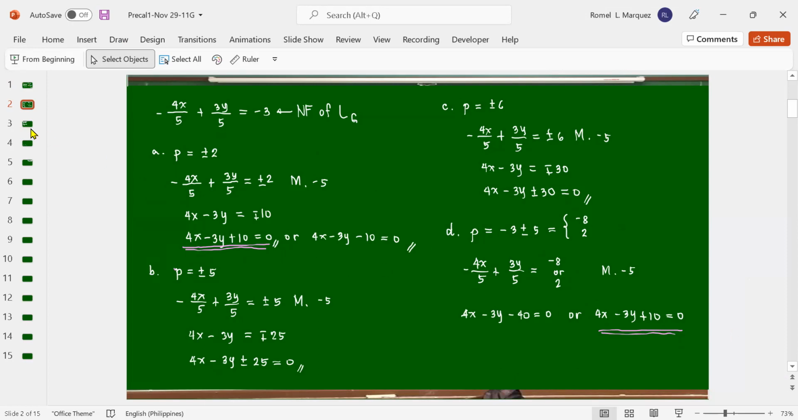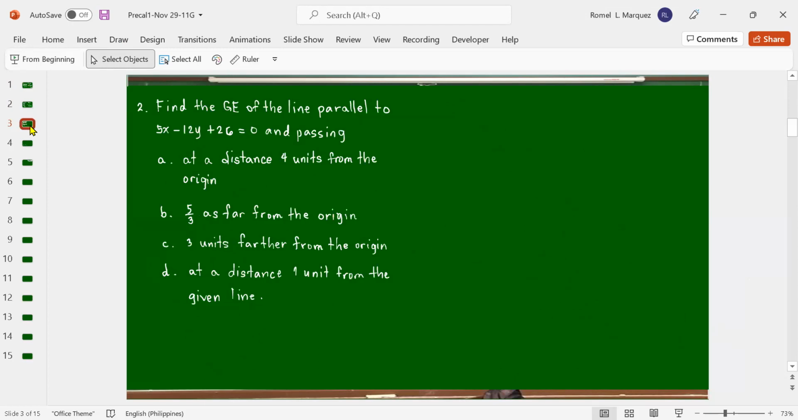Any question with this? What about number 3? Find the general equation of the line parallel to 5x minus 12y plus 26 equal to 0 and passing through letter A at a distance 4 units from the origin. So similar to number 1A. Letter B is 3 units farther from the origin, and then letter D is at a distance of 1 unit from the given line. Okay, guys? Can we solve it without sketching? After all, what we just need is the P, no?